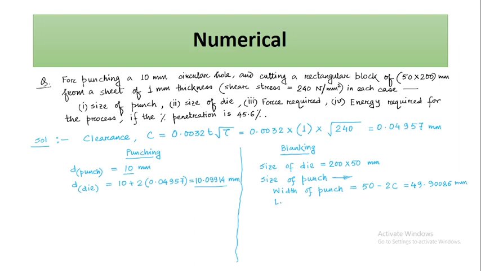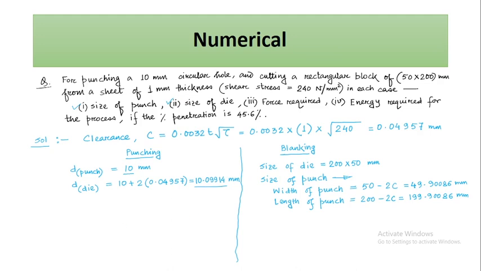Similarly, the length of the punch will be 200 minus 2C, which will be 199.9086 mm. So we have already completed the size of the punch and the size of the die in both the cases.